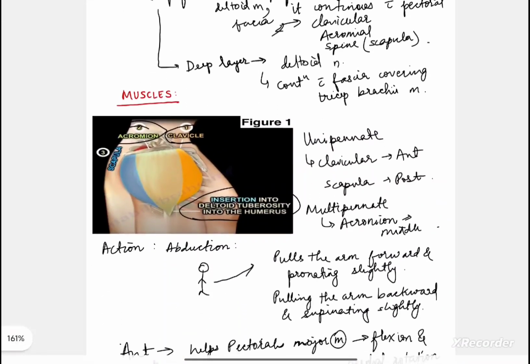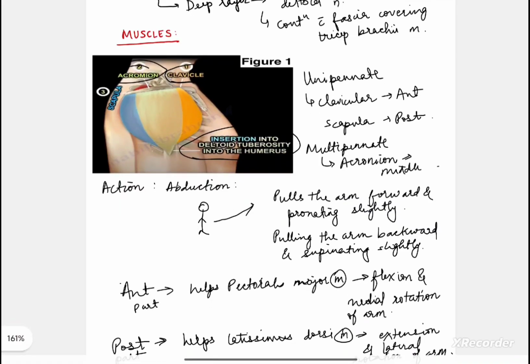Now, this muscle, deltoid muscle, has two types, unipennate and multipennate. In unipennate, the clavicular and scapular parts would be there. Clavicular is anterior, scapular is posterior, and multipennate is the acromion, which is in the middle. All the fibers come and join to the deltoid tuberosity of the humerus bone. Okay. Now this was about the deltoid muscle.